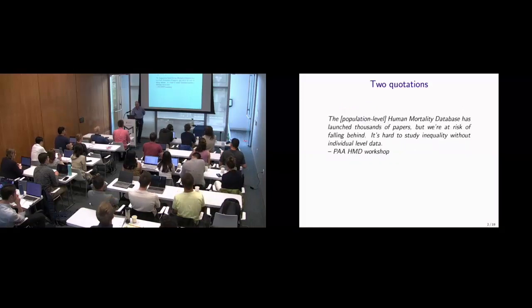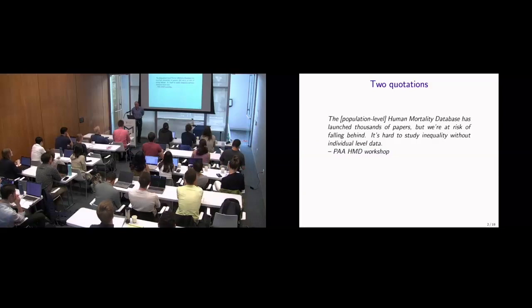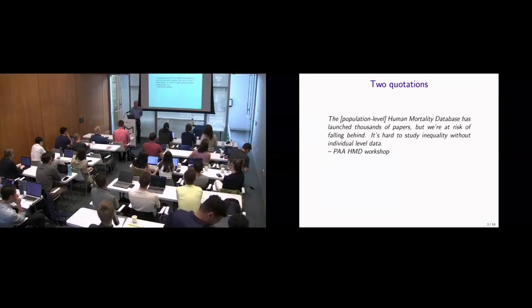Okay, so here are two quotations to kind of motivate us. So there's something called the Human Mortality Database, which is life tables from all around the world. Great data product, also coming out of Berkeley in part. And so I was at a workshop a couple of years ago, and somebody said, the Human Mortality Database has launched thousands of papers, but we're at risk of falling behind. It's hard to study inequality without individual level mortality data.